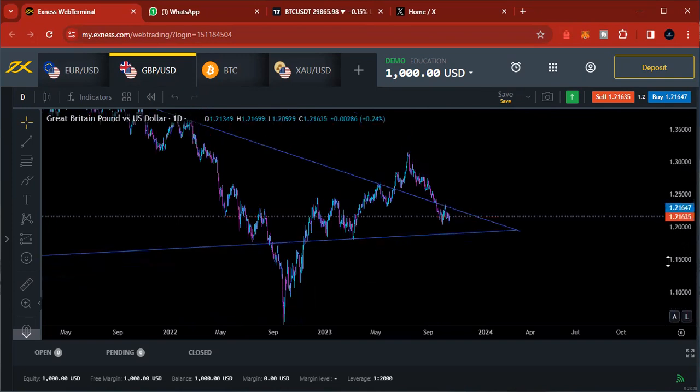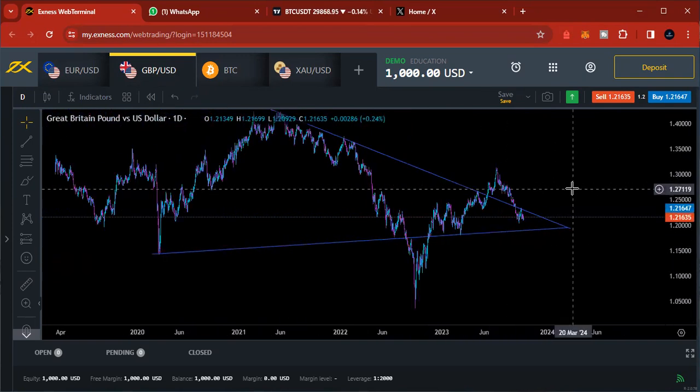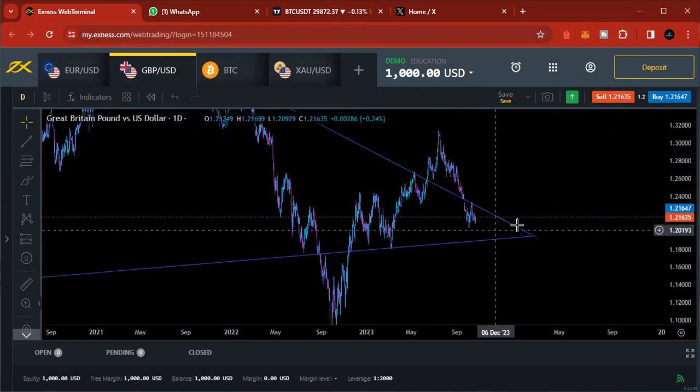And then, you can't just trade any USD pair in isolation. You need to consider what the DXY is doing. Whatever the DXY does will give us a guide on how to trade all USD pairs.